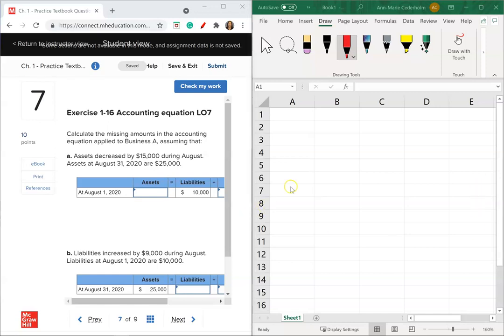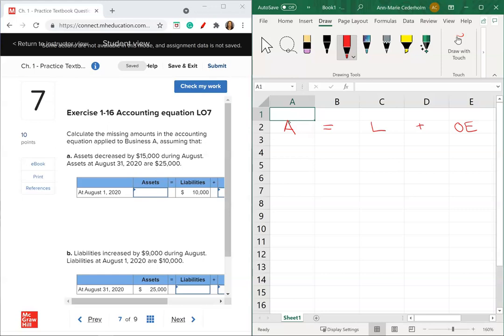In exercise 1-16, we're going to use the accounting equation to solve the problems in A and B. So just a reminder, the accounting equation is assets equals liabilities plus owner's equity. Since we're dealing with a sole proprietorship, we're using owner's equity. So let's take a look at this first example.